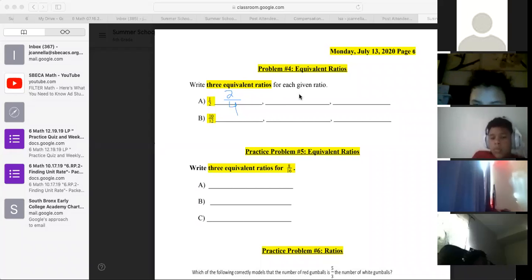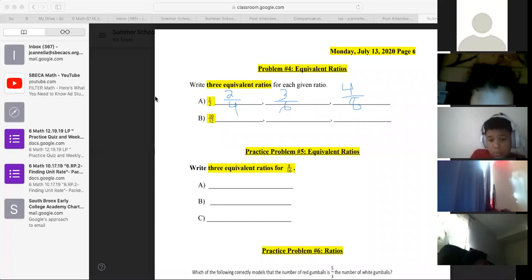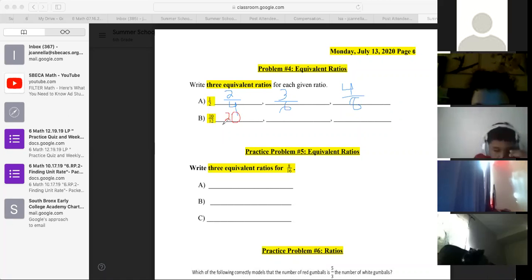Okay, so we're going to do blue here. So this would be 3 over 6. 1, 2, 3, 4. Let's look at the pattern. 2, 4, 6, 8. Nazir, let's do the bottom where it says 10 over 12. Let's double 10. 20 over what? Double 12. What do you get?